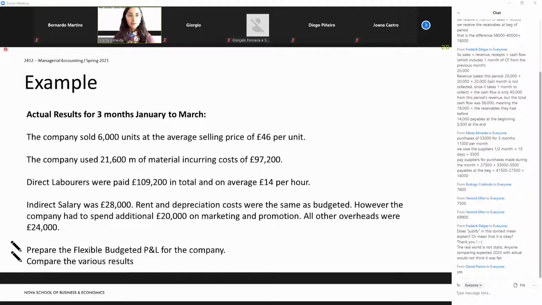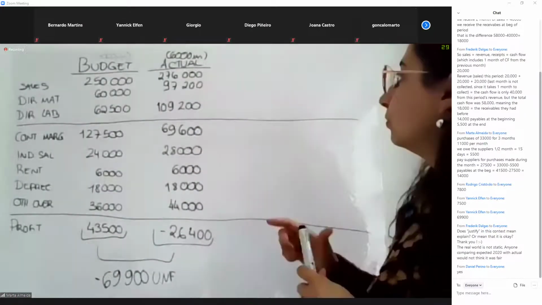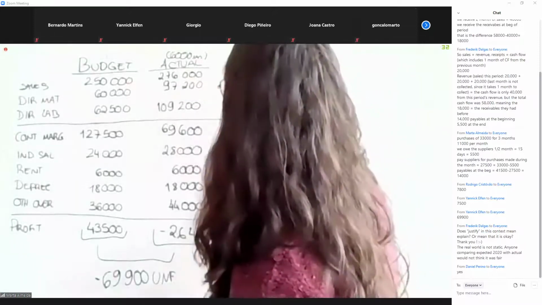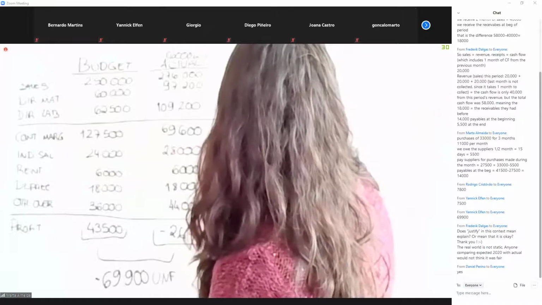So let's prepare the flexible budget. As I mentioned before, the flexible budget is exactly the same as the budget, same assumptions on standard prices, standard cost, and efficiency. The only thing that changes is the volume of activity. So we are going to prepare the flexible budget, and then they're asking us to compare with the actual results. So let me stop sharing, and we will be back here to the board. So let's do the flexible budget.